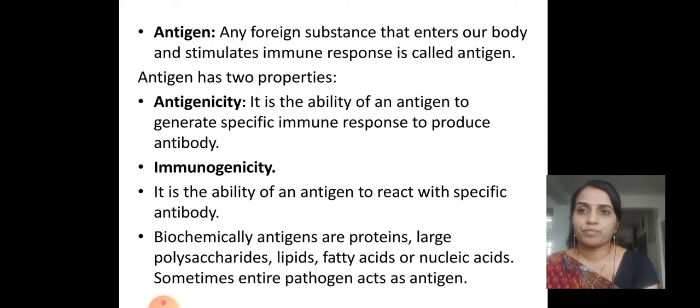Next is antigen. Any foreign substance that enters our body and stimulates an immune response is called an antigen. So any foreign body after entering our body will stimulate a defense mechanism or immune response. That is called an antigen. This antigen has two properties. First is antigenicity. It is the ability of the antigen to generate a specific immune response to produce antibody.